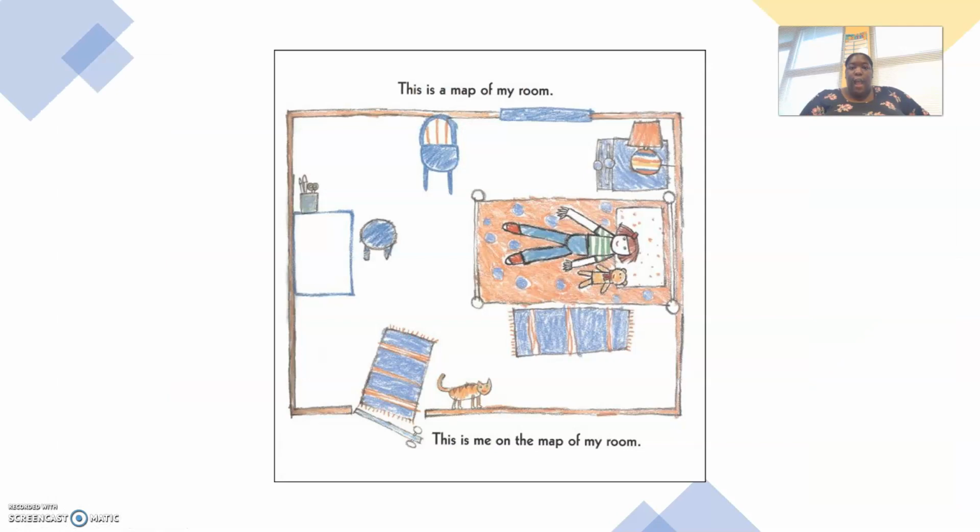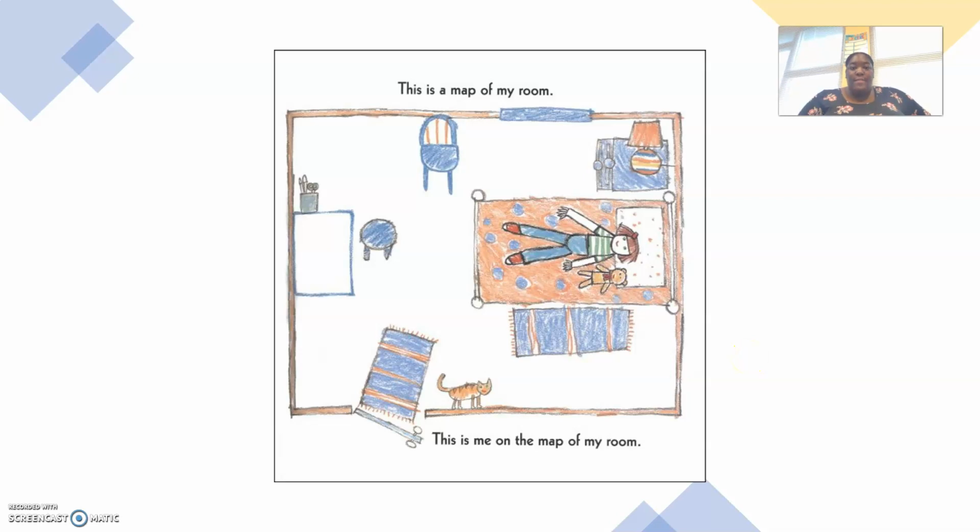Now today for our activity, we're going to make a map of our room. So you're going to pause this video and draw a map of your room. Make sure that you have the walls of your room, the doorway, the windows, and all of the items that you can find in your room. And of course, include yourself. Once you're done taking a look at my room, you're going to pause this video and work on drawing your room.